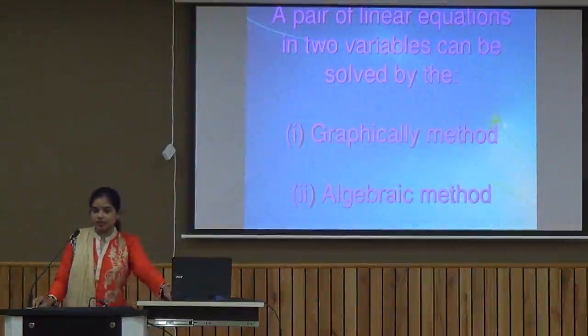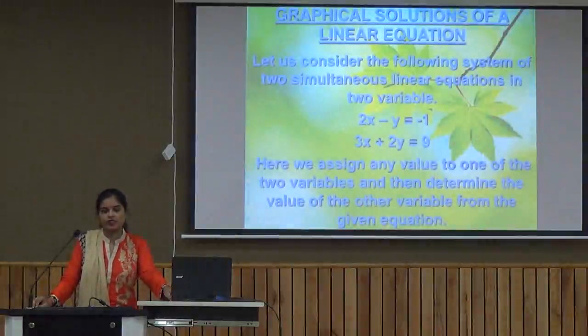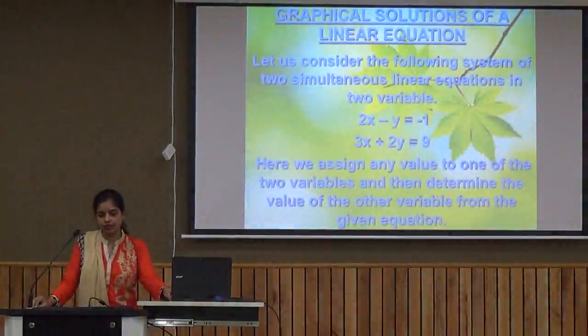Now, a pair of linear equations in two variables can be solved by two methods. First is the graphical method and second one is the algebraic method. First we will discuss the graphical method. How will you solve the linear equations graphically? Let us consider the following system of two simultaneous linear equations in two variables. Example, 2x minus y equal to minus 1 and 3x plus 2y equal to 9.